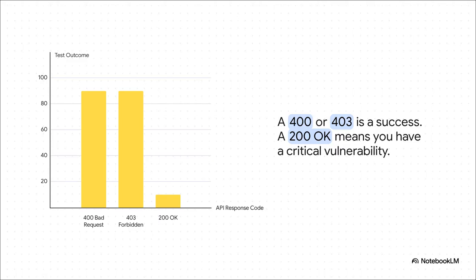And again, just like our BOLA test, success here is an error. Your API should see that garbage input and just reject it. A 400 bad request is perfect. It means your API didn't even try to process it. A 403 forbidden is also great. The one thing you do not want to see is a 200 OK followed by a tidal wave of data. That's a very bad day.